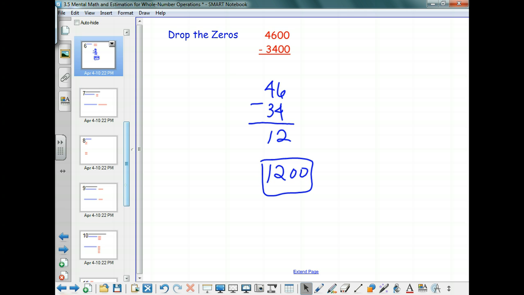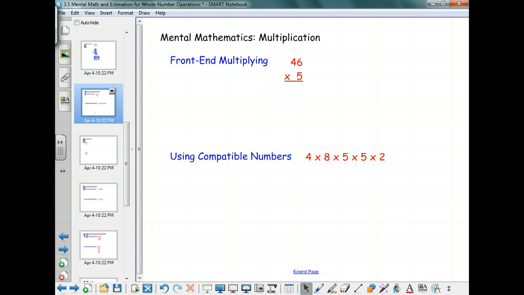All right. Next one. Multiplication. We're just flying today. Addition and subtraction, and now multiplication. Front end multiplying. So front end multiplying is not the standard algorithm. What would I multiply first in the standard algorithm? I would multiply 5 times 6, right? So I would multiply what's in the ones place first. That would be my first thing to do, okay?